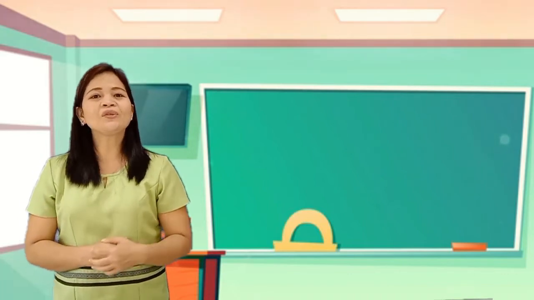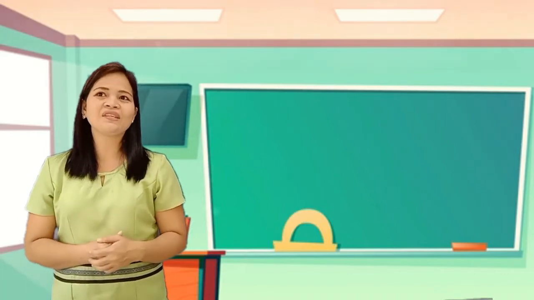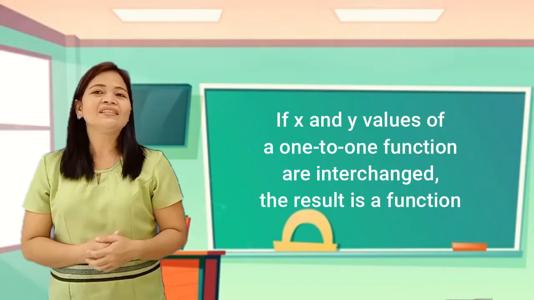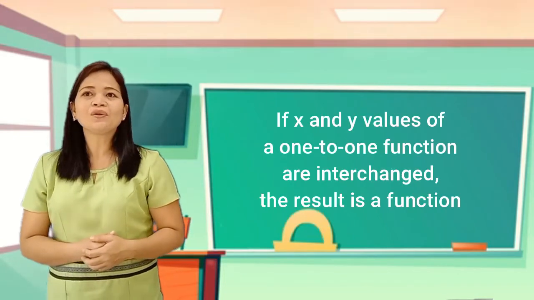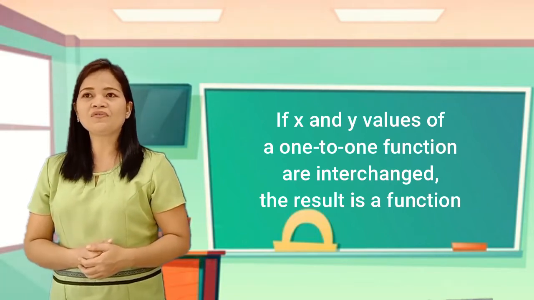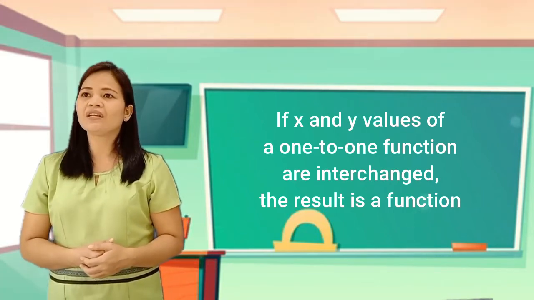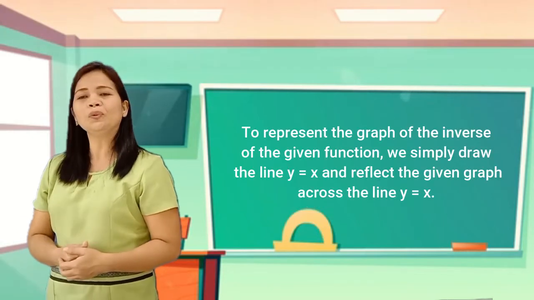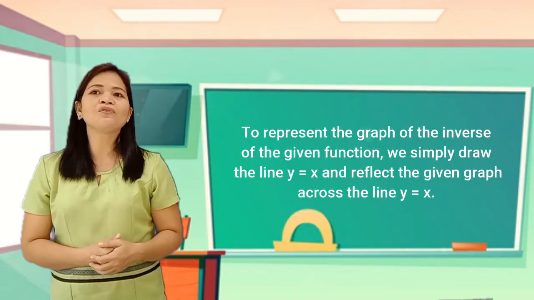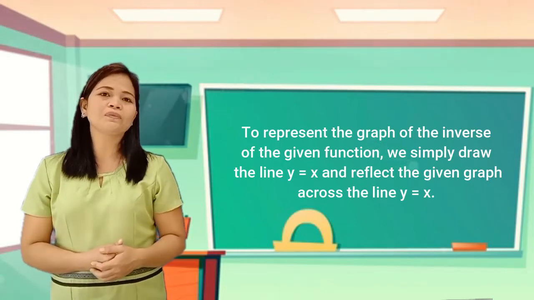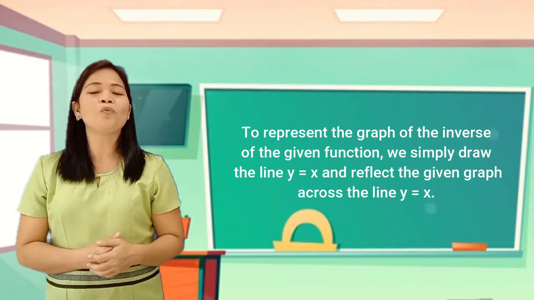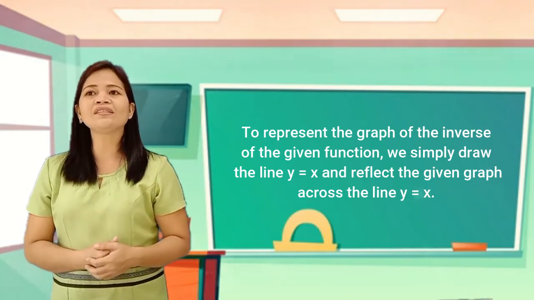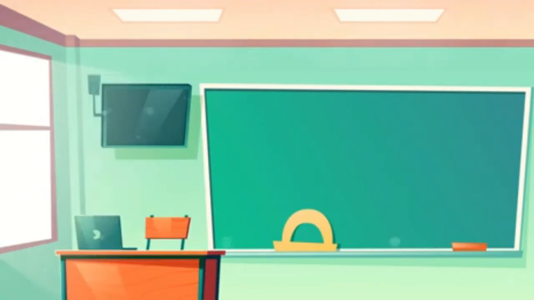Now, what conclusions can we derive from this discussion? We can say that, number 1, if x and y values of a one-to-one function are interchanged, the result is still a function. Number 2, to represent the graph of the inverse of the given function, we simply draw the line y is equal to x and reflect the given graph across the line y equals x.